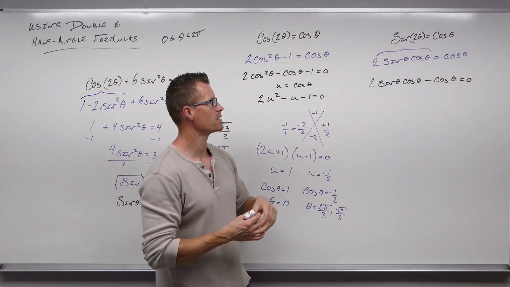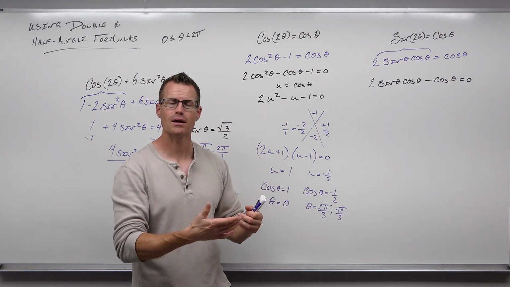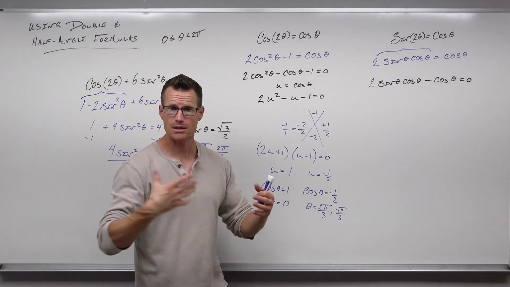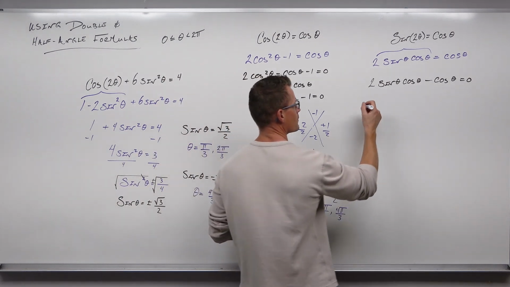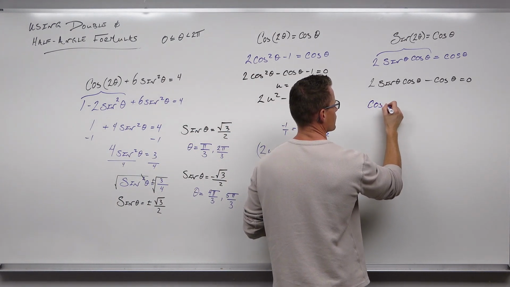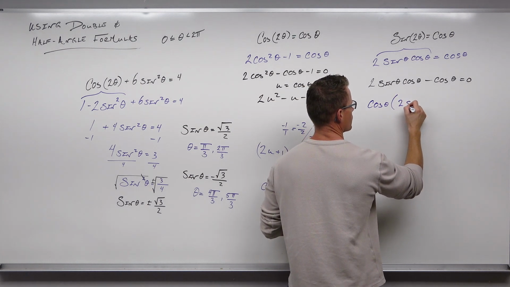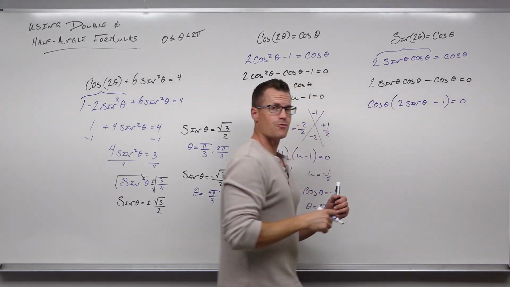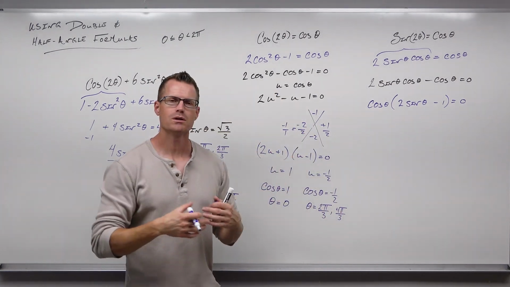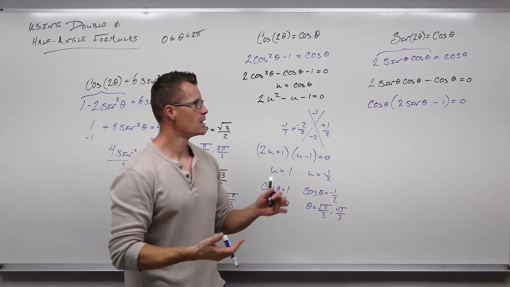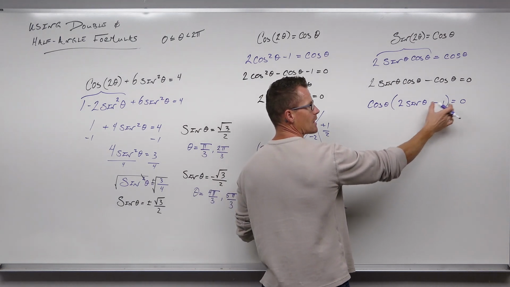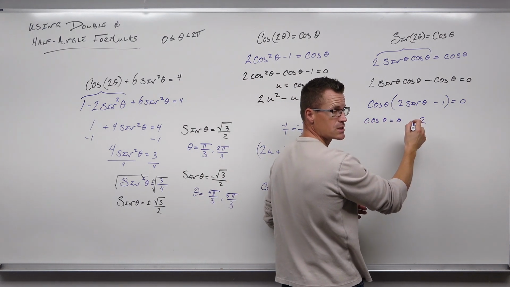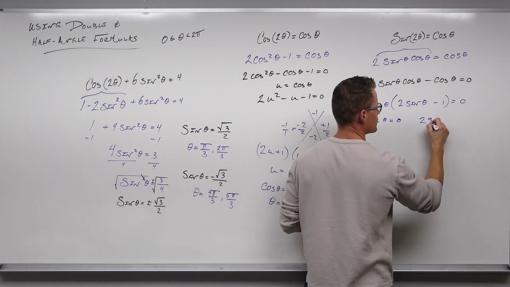So if we have 2 sine theta cosine theta minus cosine theta, hey, you've got 2 terms. They both have cosine theta in them. Let's factor that out. Now that we've factored, when we have a 0, you can use the zero product property. Because you have 2 pieces multiplied together equals 0, either cosine theta equals 0 or 2 sine theta minus 1 equals 0.